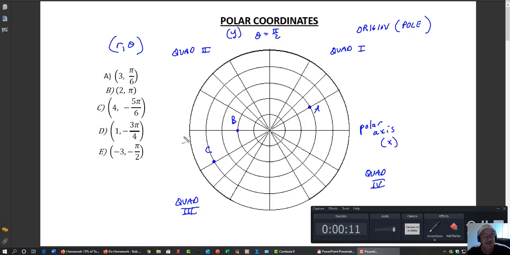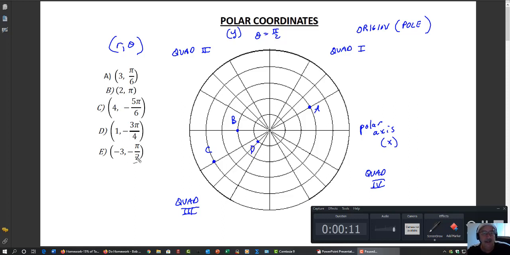All right, let's try point D next. And if you want to, you can start pausing and trying some of these yourself. I'm going to give you that opportunity as well. So negative 3 pi over 4 would be, again, going the clockwise direction. Negative pi over 4. Negative 2 pi over 4 is negative pi over 2. Negative 3 pi over 4. From this angle, we're just going to go out 1, and that would be D.